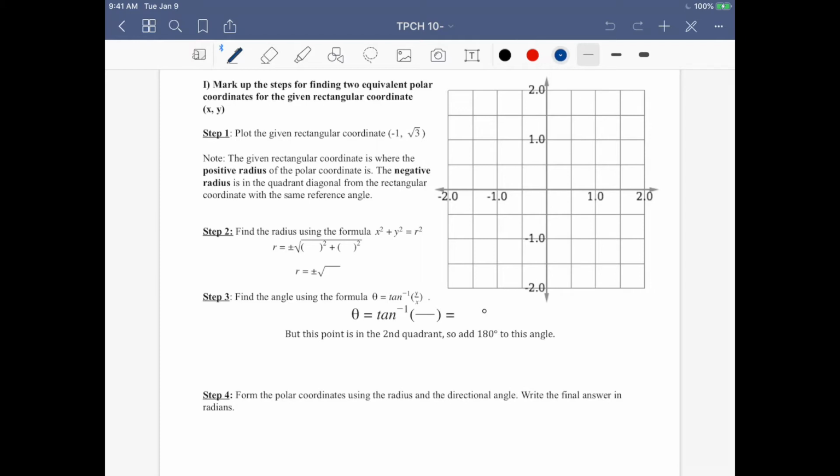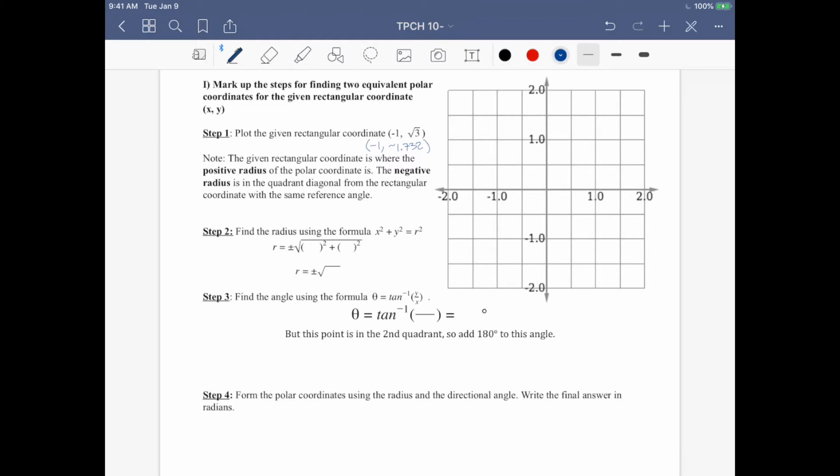Step 1. Plot the given rectangular coordinate -1, square root of 3. So I need to know approximately where the square root of 3 is. I know it's going to be closer to 2 than 1 because the square root of 3 is really close to the square root of 4 versus the square root of 1, which are our perfect squares. So it's approximately 1.732. So I'm just going to plot that right now.